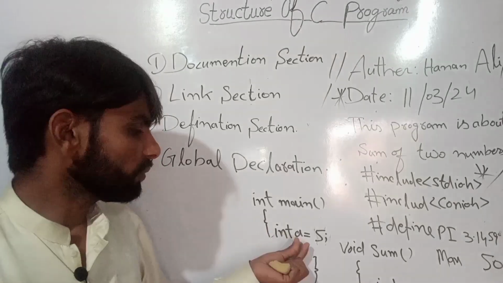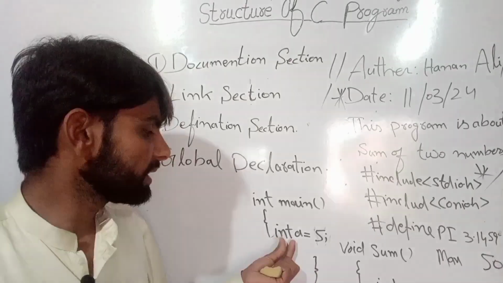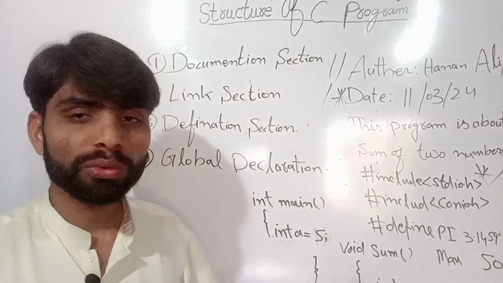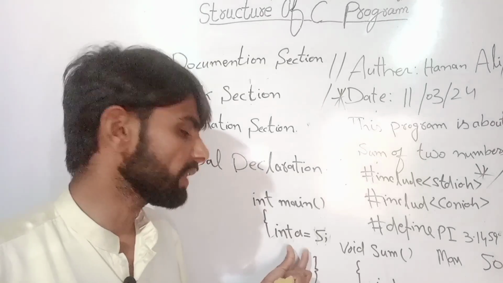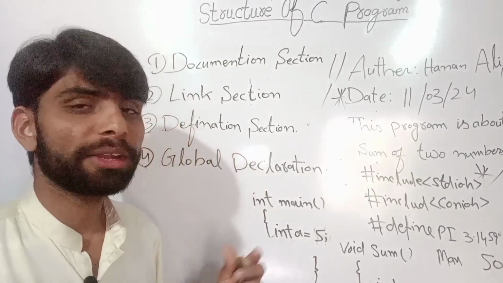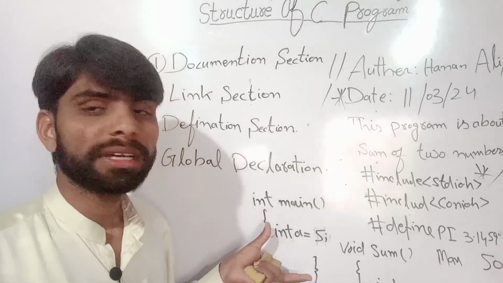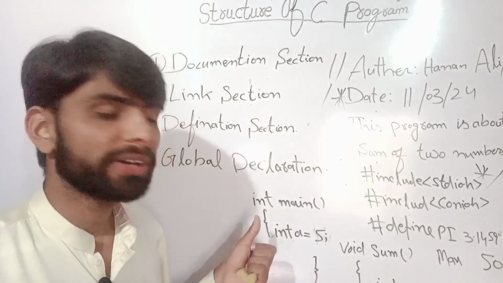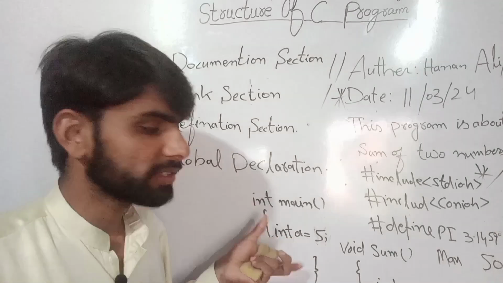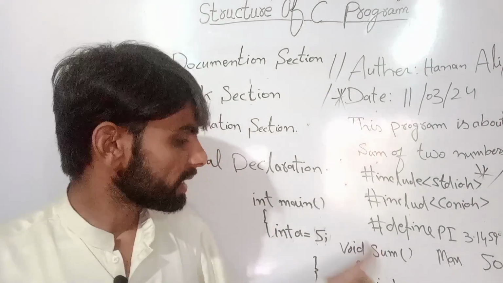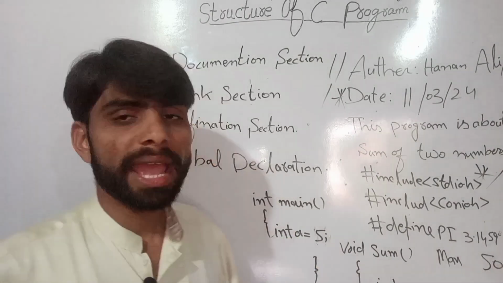So if we want to use these variables in two functions, then we have to write them in both functions, because this is the local declaration of the variable. Local declaration means that the variable can be used only in the function where we have declared it. So if I declare it this way, this variable is used in the main function, and this variable is used in the user defined function sum. We cannot access this variable in another function.